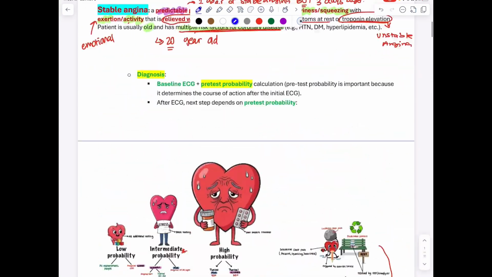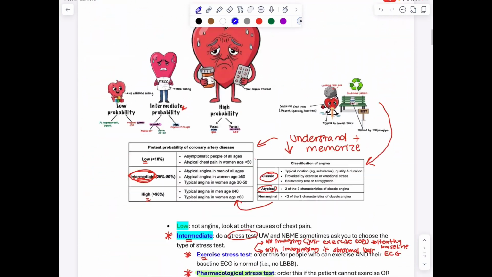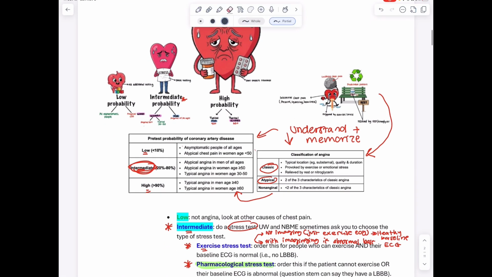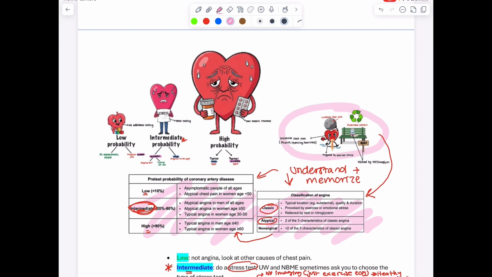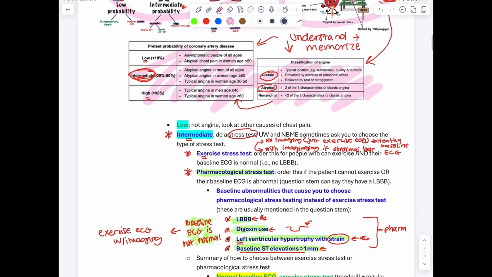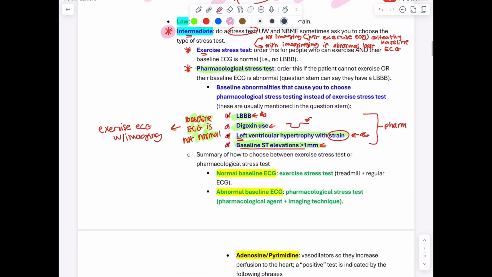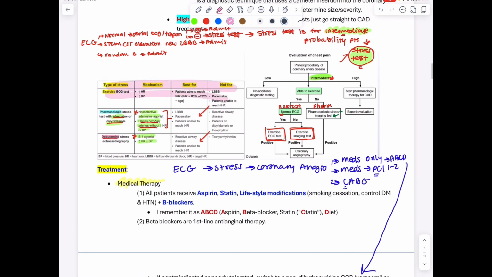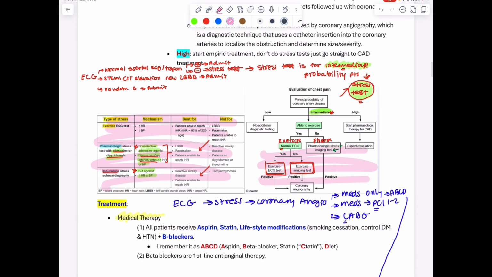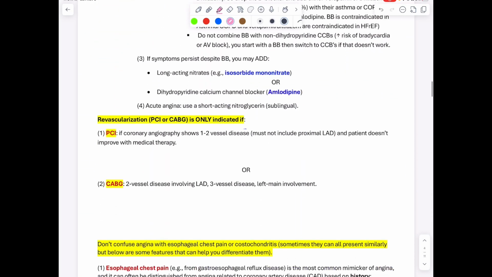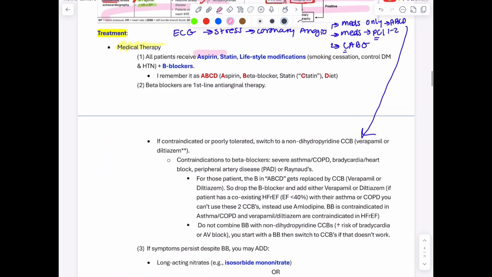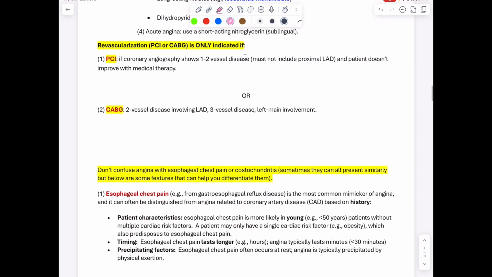What you need to know is going to be your takeaway from this whole thing. Know these tables. Know this table, know this table, and use these two to memorize these tables. Because once you know when you're in the intermediate, then you can decide the type of stress test. So this table is very important. This table is very important. Memorize it. And know the medical therapy for stable angina. Know when to do a PCI, when to do a CABG. Okay?